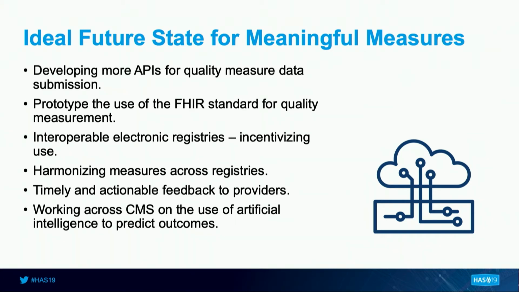Looking at interoperable electronic registries and incentivizing their use, harmonizing measures across registries, and timely and actionable feedback to providers, making sure that it's getting to them at a quicker and faster pace and not a one-, two-, or more-year delay like we have been seeing. And then also working across CMS to use artificial intelligence and try to predict outcomes.